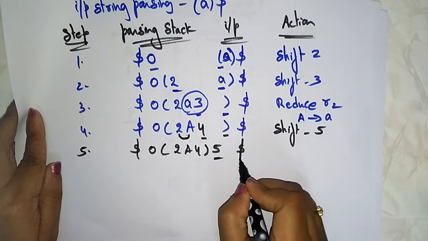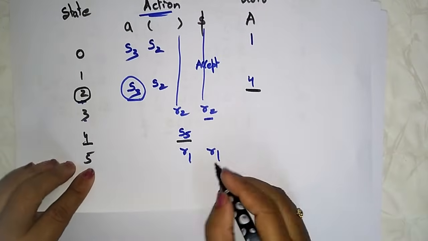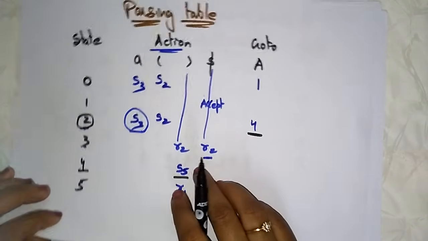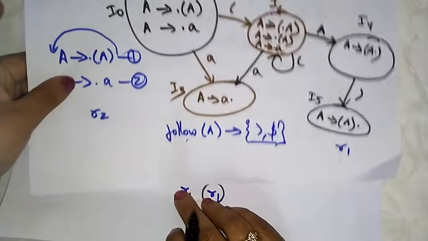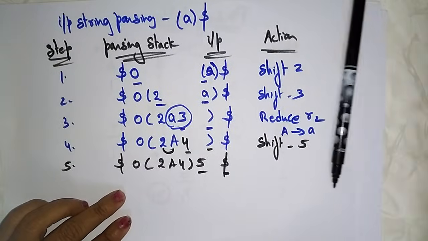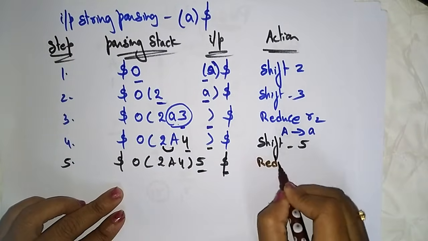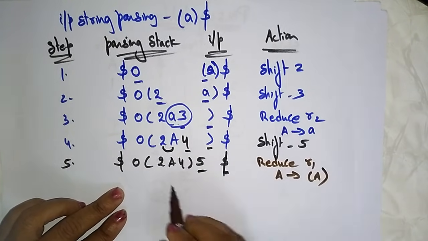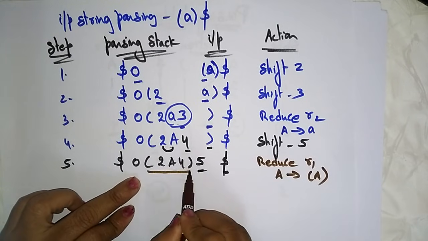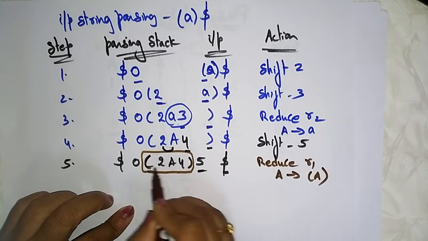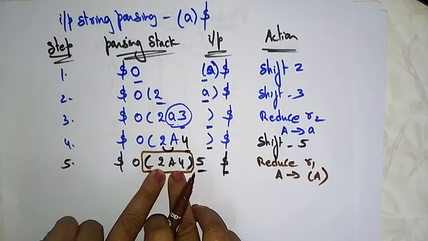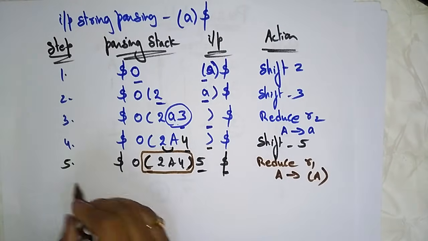So now check 5 and dollar. So what is the state 5 and dollar? The state 5 and dollar is R1, reduce R1. So what is the production of R1? R1 is A determines left parenthesis A right parenthesis. So that you have to write. So reduce R1. So the R1 production is A determines A. So here this complete string looks like right parenthesis, left parenthesis, A and right parenthesis. So don't think about the numbers. You can ignore the numbers.